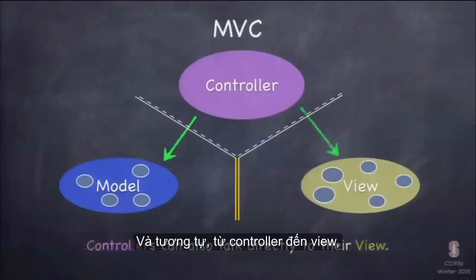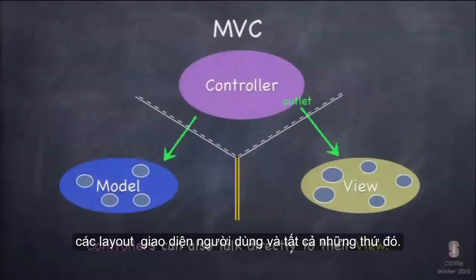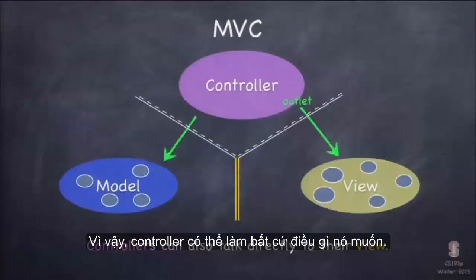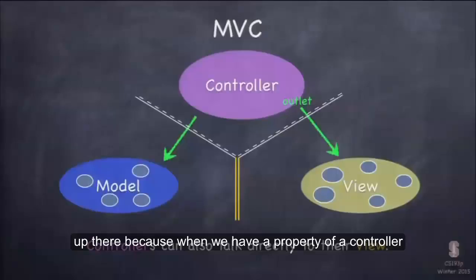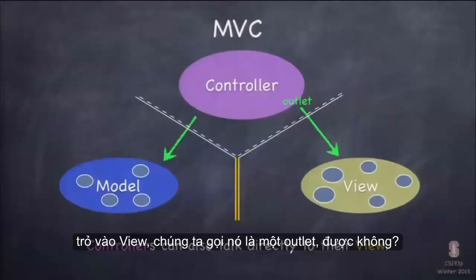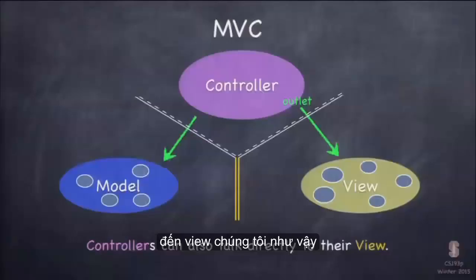And similarly, from the controller to the view is also unlimited communication, because the controller is responsible for talking, using its own minions. The view is the controller's minions to lay out the user interface and all that stuff. So the controller can do anything it wants. I've put that little green word outlet up there because when we have a property of a controller that points into the view, we call it an outlet. Okay, and you're going to see that in the demo on Wednesday. I'm going to say, oh, let's create an outlet from our controller to our view so our controller can talk to its view. All right?